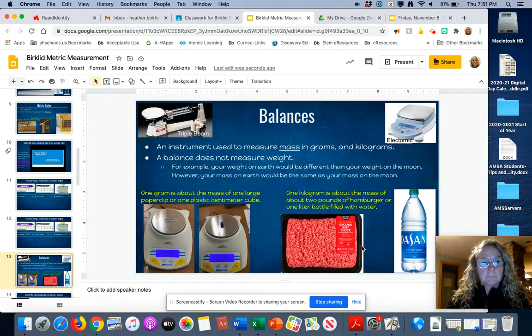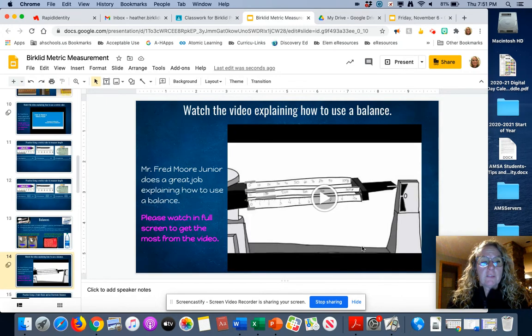Okay, so again, this is slide 14, so I'm going to ask you to leave this video if you're watching this and go to the slideshow and watch the video on slide 14 about how to figure out the balance, how to use a balance, and then come back to slide 14 and continue. So I'll give you a little second to do that.